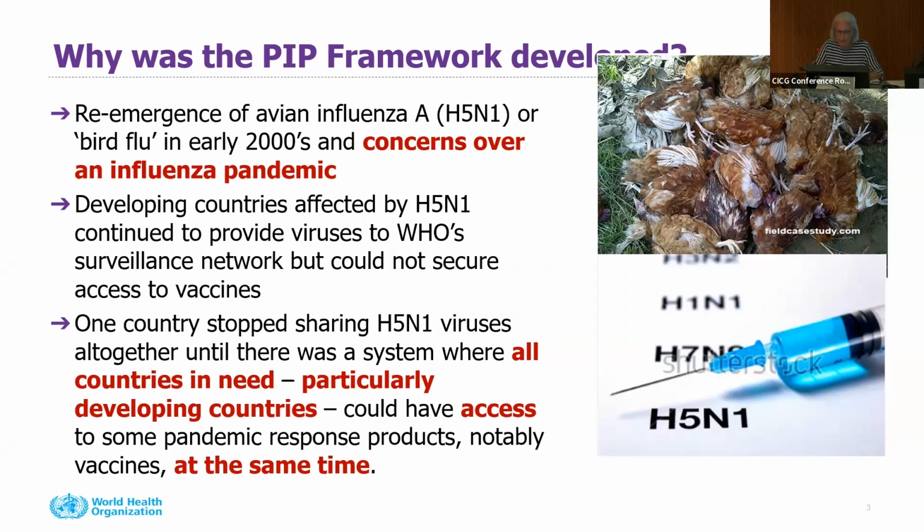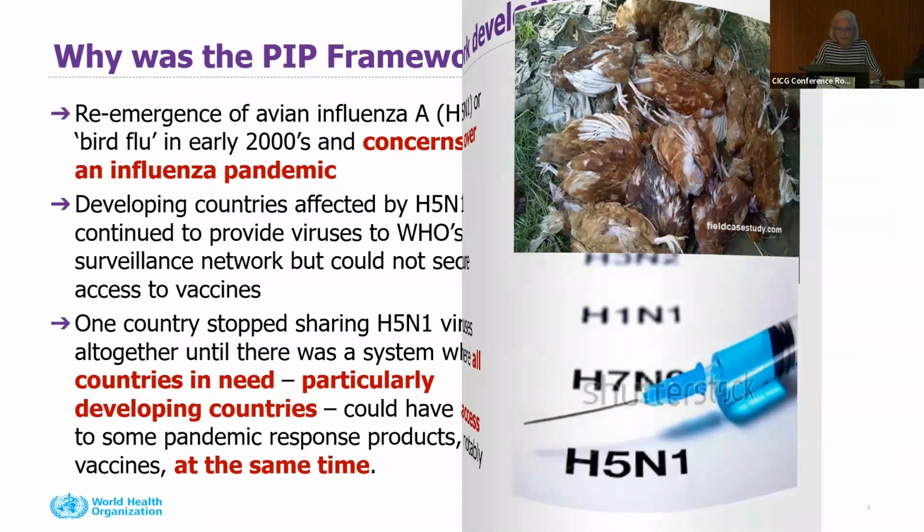Developing countries affected by H5N1 continued to provide viruses to the WHO surveillance network, but they couldn't get access to vaccines. And one country, in fact, stopped sharing its H5N1 viruses altogether with the WHO system until there was a system where all countries in need, particularly developing countries, could have access to some pandemic products, notably vaccines, at the same time as richer, more developed countries. So equity was again at the center of the issue.